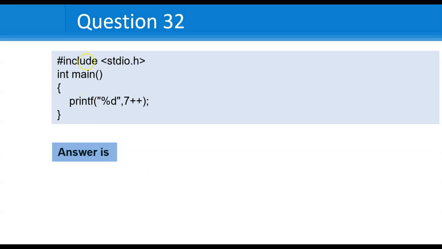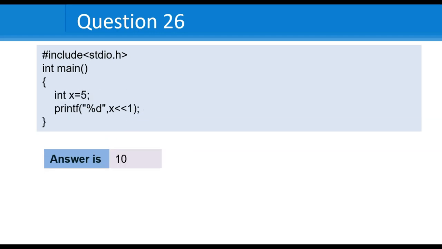Next one, printf percentage d 7 plus plus. I'll give you a second to think of the answer. Okay, the answer is actually an error because 7 plus plus will become 7 is equal to 7 plus 1. You cannot assign 8 to 7. So it is an error.